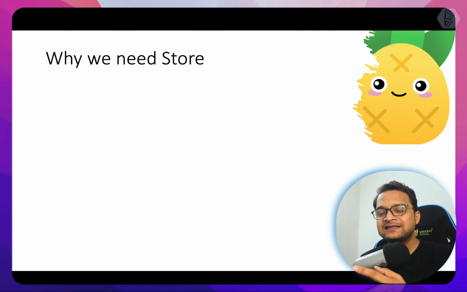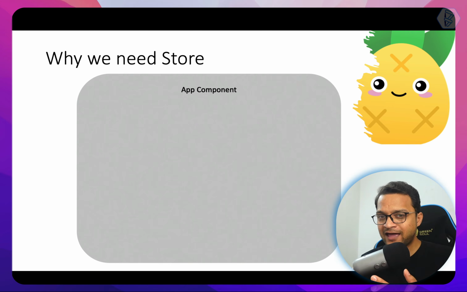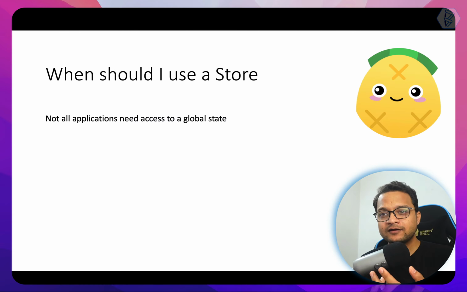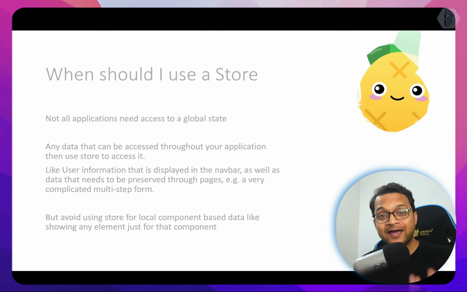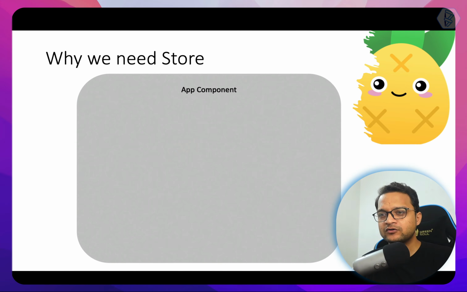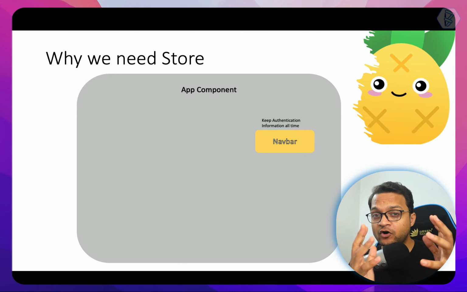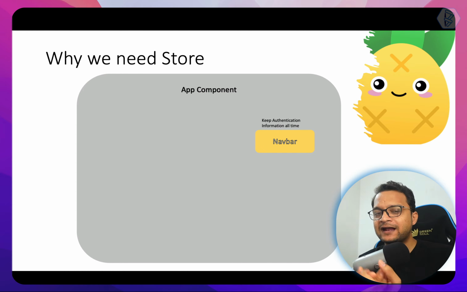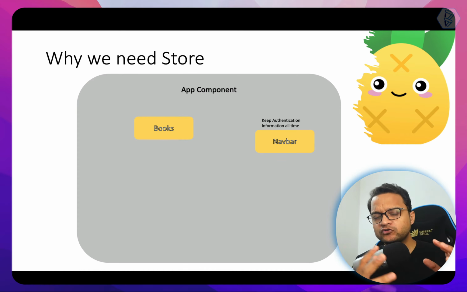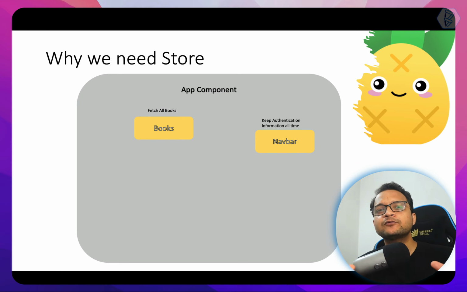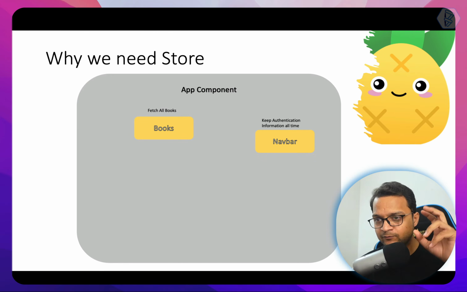But now, why do we need a store? We have talked about what a store is and when we should use a store, but why do we need the store? So let's talk about this with an application component. This starts with a basic Vue app component. Then inside you have a navbar, and the navbar needs the information of the authenticated user, so you need that information in the navbar component, obviously. Next, suppose you have a books component, so you need to fetch all the books. That's how you get the data for the books component.